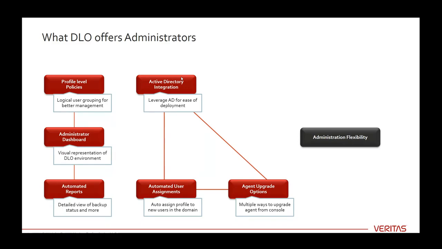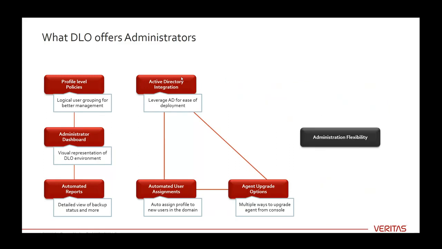Also agent upgrade options. We said there are multiple ways to upgrade the agent from the console. You can push the upgrade from Active Directory's GPOs, group policy objects, or you can push the agents from the DLO server itself. Automatically the agents will be upgraded to the latest version. Earlier you were using 9.1, and now you want to upgrade to 9.3.3. There is no need to go to each and every system. You can push the upgrade from your DLO server itself.